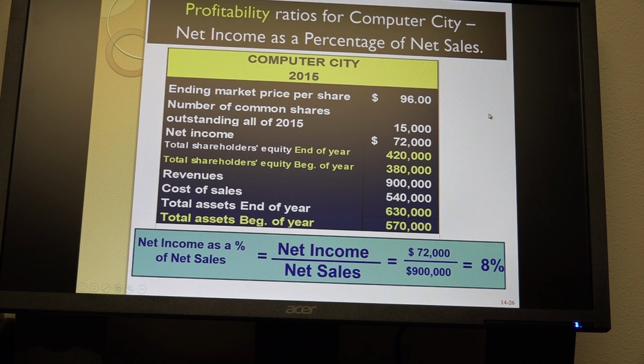And so here, profitability ratios are going to be, one of them is net income as a percentage of sales, or net sales. And so here, net income is your numerator, net sales is your denominator. So net sales is your base. In this instance, $72,000 is 8% of the $900,000 net sales for this company.